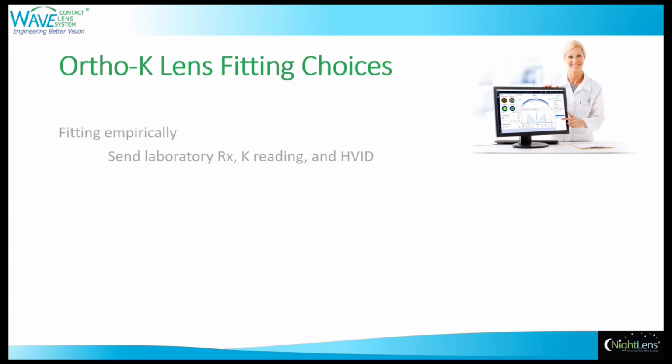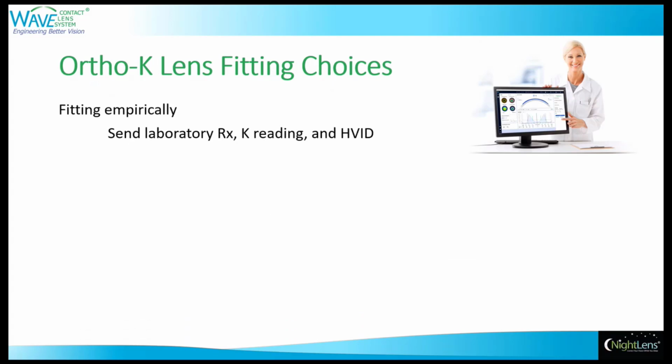Now, there are three different types of fitting choices for Ortho K. You can fit empirically, and it's very simple. All you need to do is send the laboratory the patient's prescription, keratometry readings, and horizontal visible iris diameter. It sounds simple, and it can be simple, with the exception that the patient must be the ideal patient in prescription and topography in order for you to achieve success.